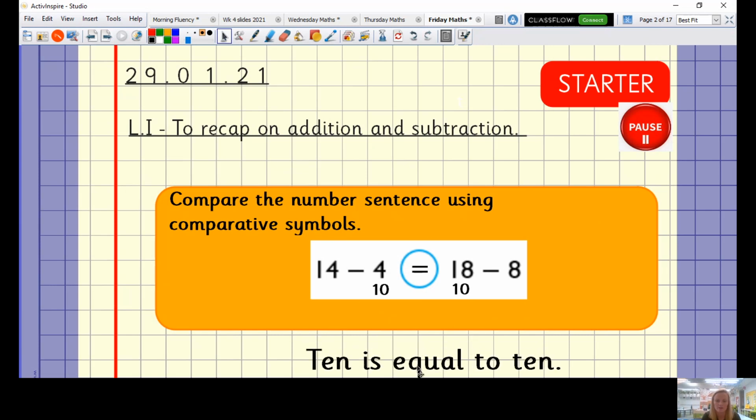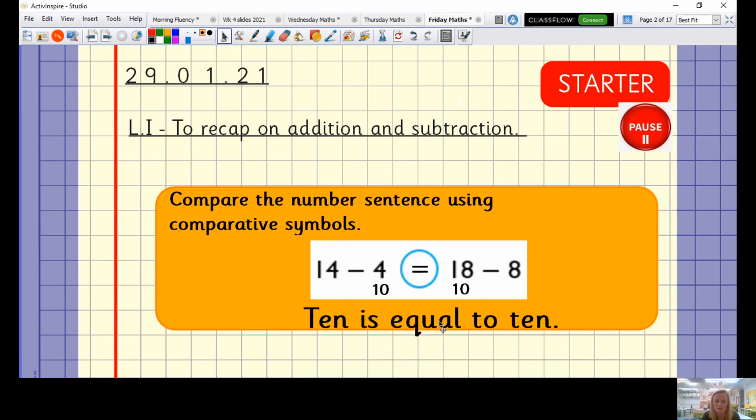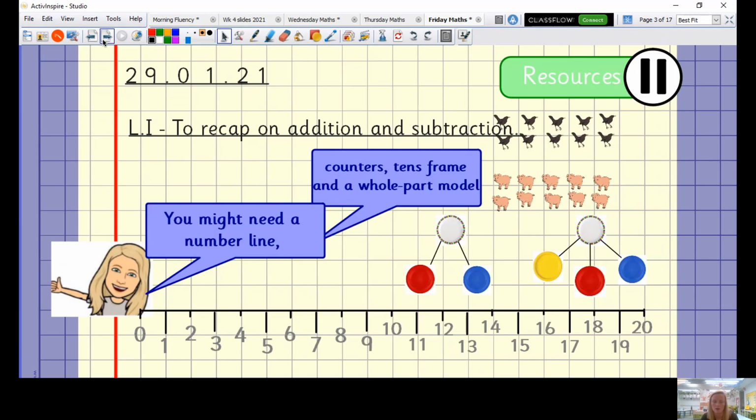Okay, so I have worked out that 14 minus 4 equals 10, and 18 minus 8 makes 10. So 10 is equal to 10. I thought some of you might have written it as a worded sentence. So I've done 10, with a capital letter as well, is equal to 10. And I sounded that out so I could do that.